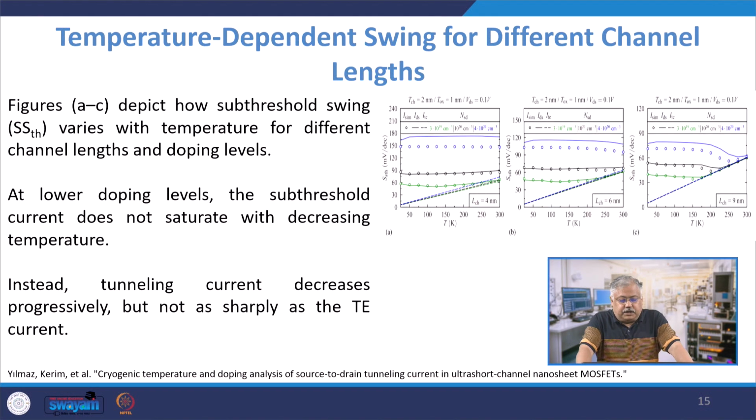Now, let us look at the temperature dependent swing for different channel lengths. The first graph is subthreshold swing versus temperature, and in all three diagrams we see how it varies with respect to temperature. The first one is for a channel length of 4 nanometer, the next one is for 6, and the last one is for 9 nanometer. At lower doping levels, the subthreshold current does not saturate with decreasing temperature, whereas for higher doping levels it does, because with higher doping the resistivity is so small that saturation takes place very fast.